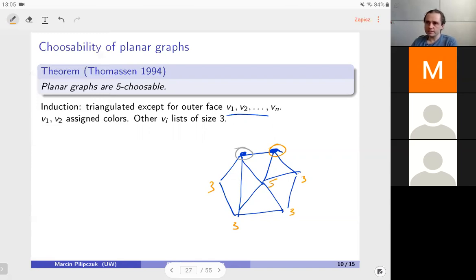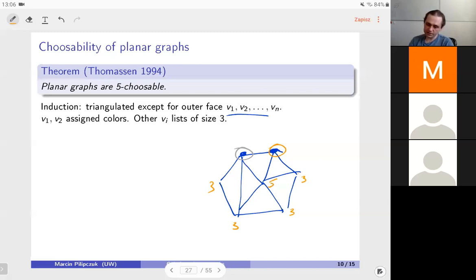And we'll assume that there are two neighboring vertices on the outer face that already have their colors, and the other vertices on the outer face will have lists only of size 3, not 5. So this is the stronger statement, but it will work super smoothly through the induction. And we want to say that in this type of graphs you can always choose the coloring, by induction.